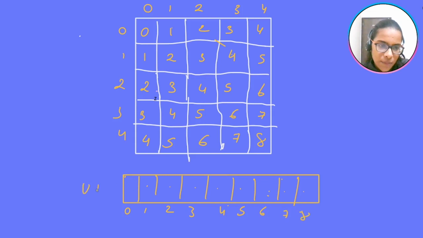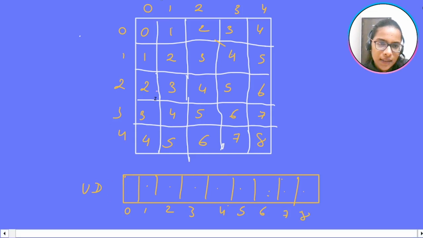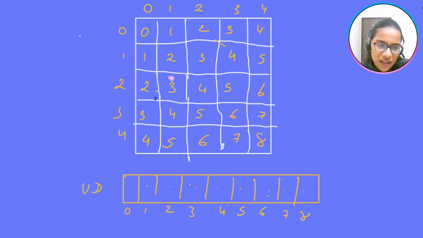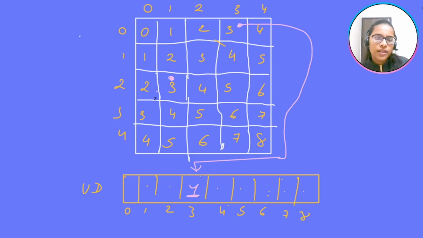This is for the upper diagonal. So if I place a queen over here, at the third position, I will mark 1 at this position. If I want to place a queen over here, I will check this particular array. If it is 1, then I will return.